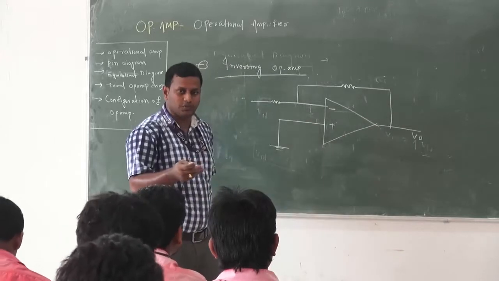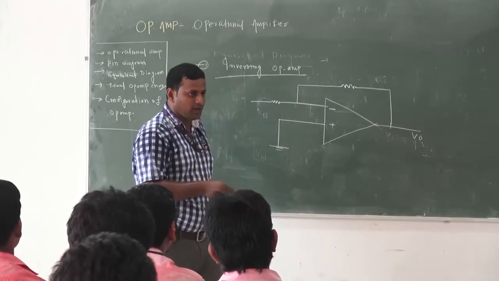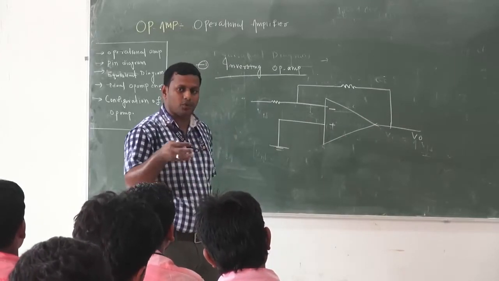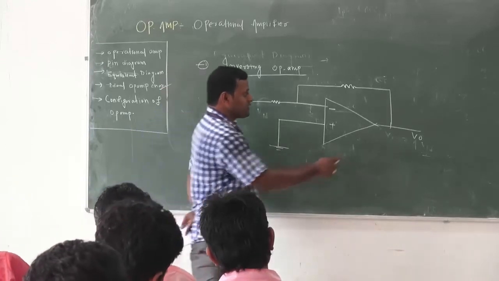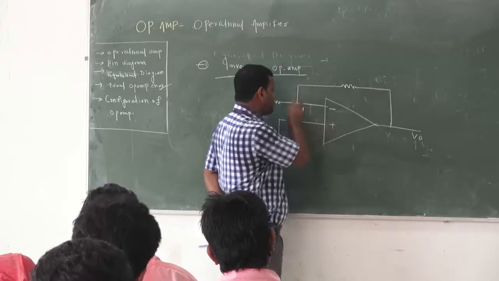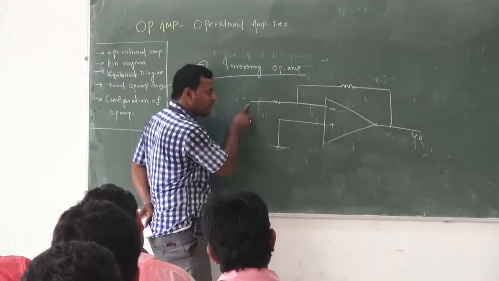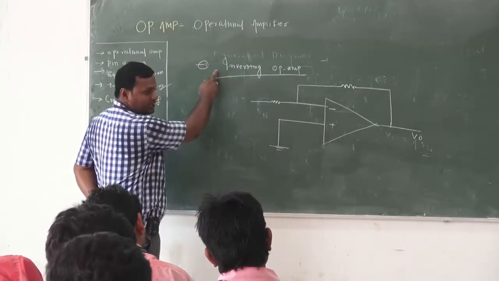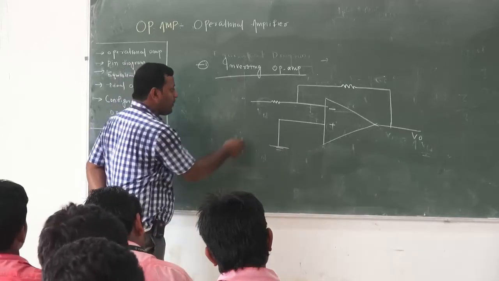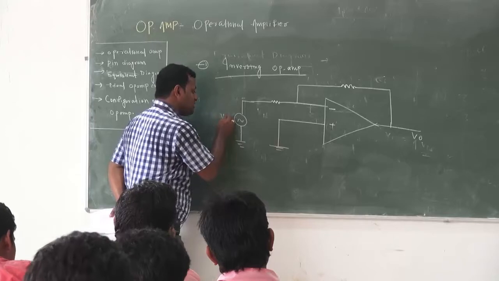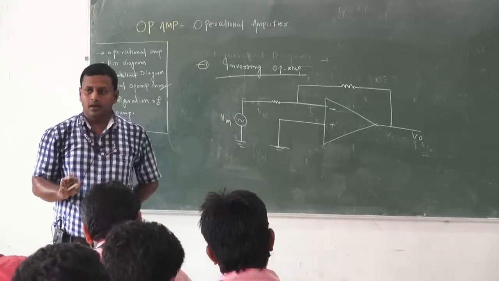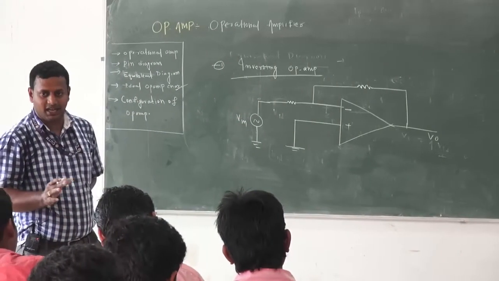As it is a closed loop, it must follow a feedback. What is the meaning of feedback? If some portion of the output comes back to the input, right? So I say output will be fed back to the input. Input is nothing but at this point. It is an inverting op-amp, so I am applying my AC signal at this point. So it is Vin. All of you understood the circuit diagram at least.